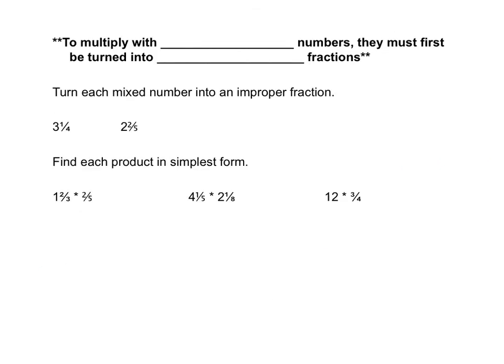So now that we know what to do with fractions, now we want to look at what you're going to do if you're multiplying mixed numbers. So to multiply with mixed numbers, first you must turn them into improper fractions.